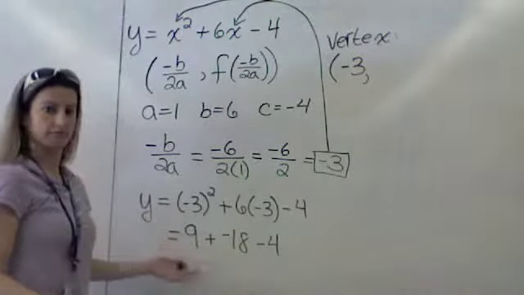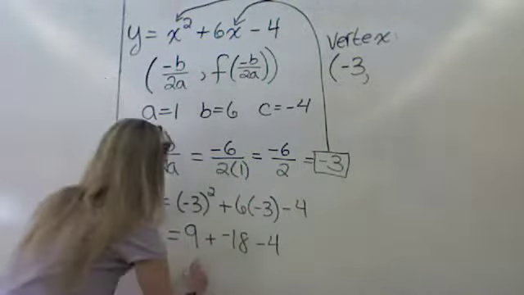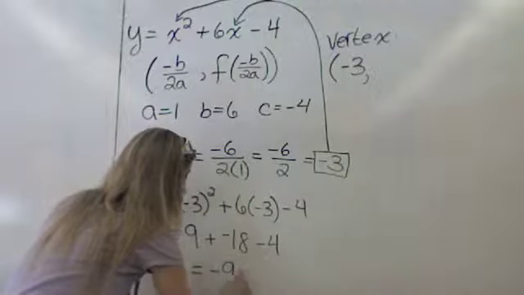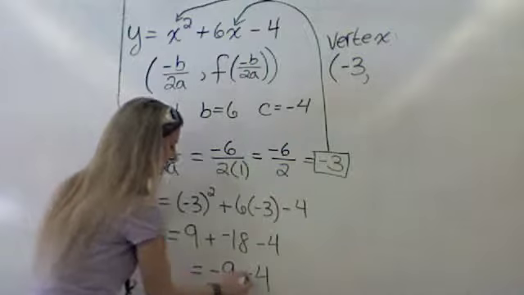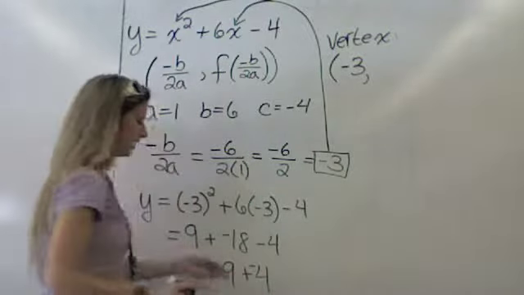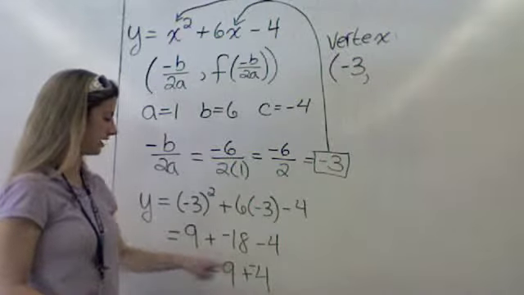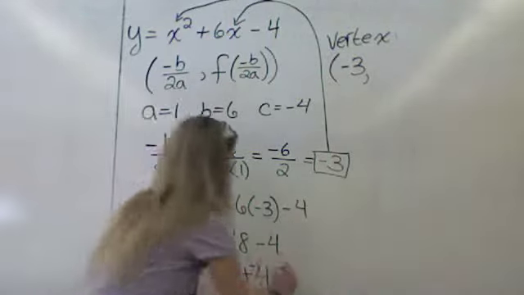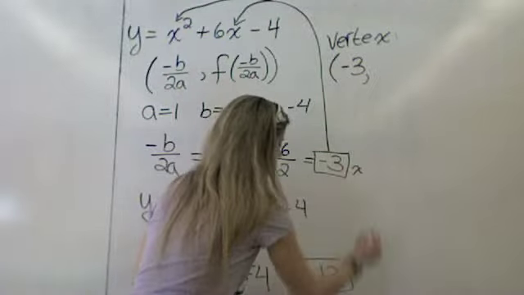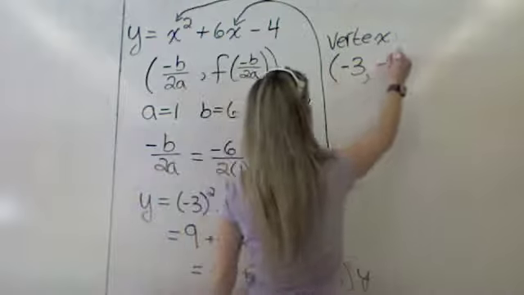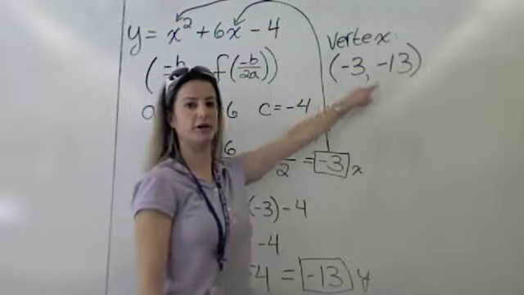Okay? Then order of operations, so addition is first here, so 9 plus negative 18, well that's going to be negative 9, and then minus 4. Negative 9 minus 4, that's the same as negative 9 plus negative 4. I said in previous videos, if you're good with subtraction, just do it. If not, change it to plus negative. So negative 9 plus negative 4 is negative 13. So there's a y. So this is your x, this is your y. So there's our vertex. Our vertex is located at negative 3, negative 13.